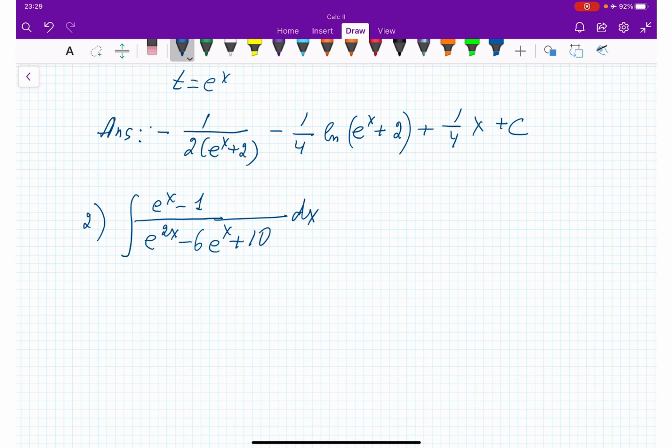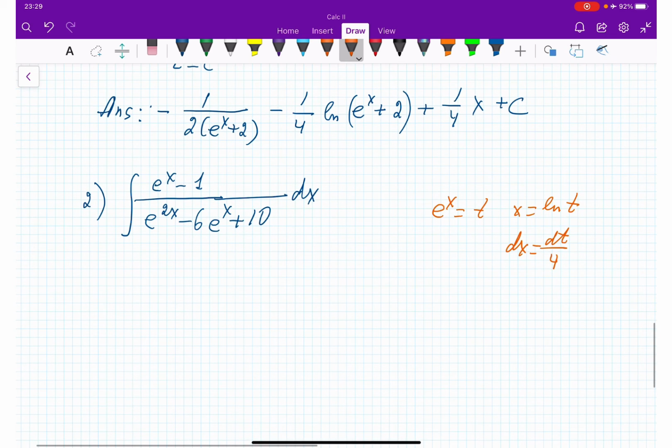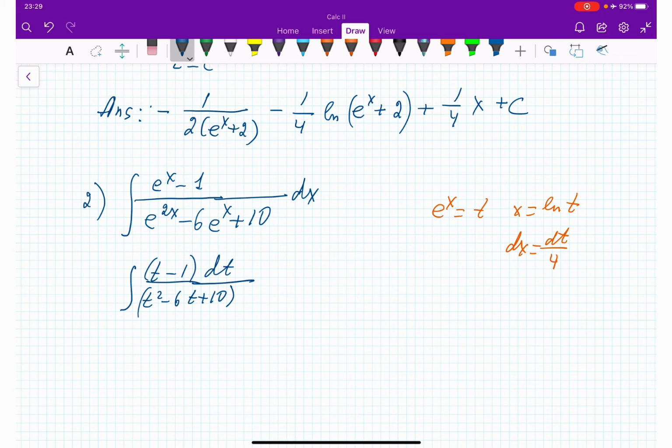So what are we going to do? First of all, we are going to substitute the same way. e to power x is equal to t, then x is equal to natural log t, and dx is equal to dt over t. So this is going to be equal to the integral of t minus 1 over t squared minus 6t plus 10, dt over t.